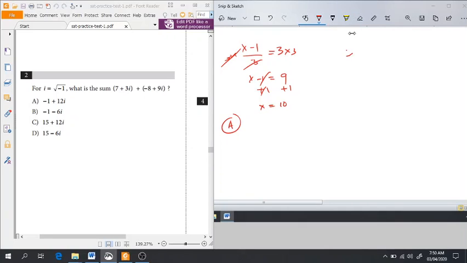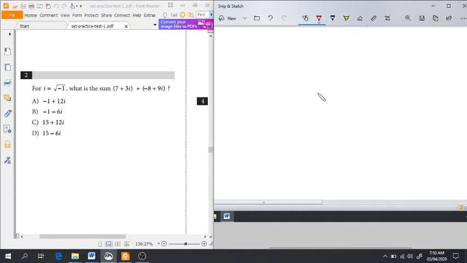Okay, so when they are saying sum, you have to do the addition on the like terms. So 7 plus 3i added with -8 plus 9i. So look here, 7 plus -8 is going to be -1.